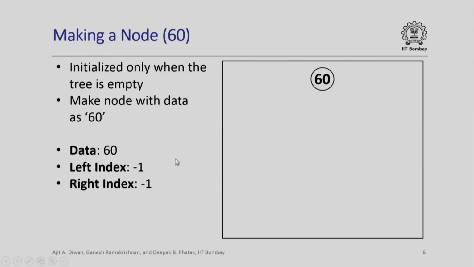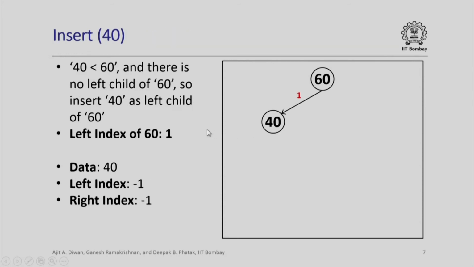Let us look at how a node is made. Suppose we want to create a node with value 60. It is initialized only when the tree is empty. So we make a node with data as 60. Data is 60 and currently left index and right index are -1. So that is simply making the node or the root node. Having made that, assume that the next value that comes in to be inserted in the tree is 40.